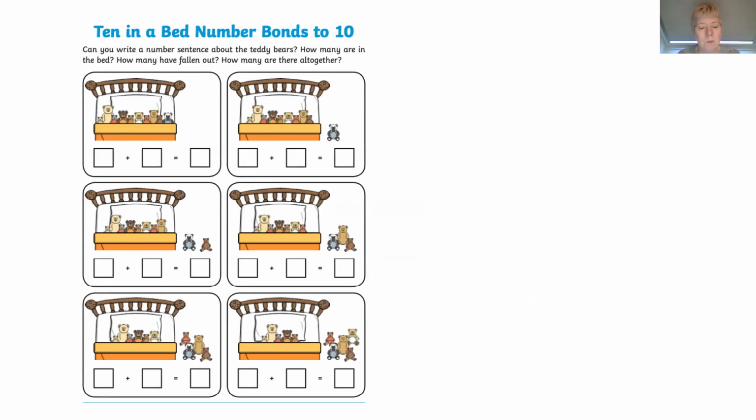And I want you to see if you can put the numbers in. If you're struggling with writing the numbers in, you can ask an adult to help you. But adults, remember to make them do it by themselves. They have to tell you what numbers are going in the boxes.